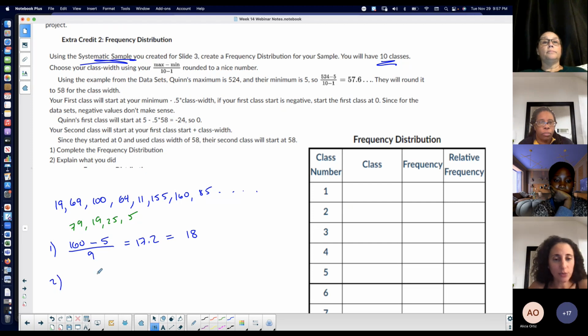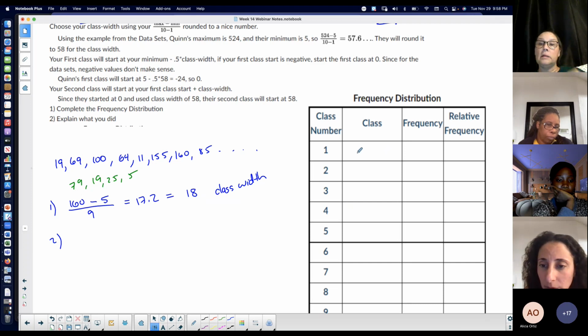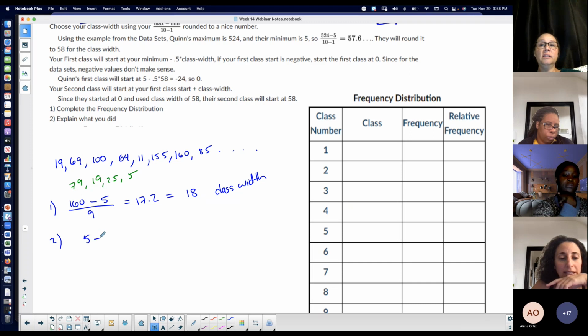Your first class will start at your minimum. So where is the first class starting? I found my class width. My class width is 18. So each class should have 18 values within it, right? From lower to upper limit. To find where I start, my first class will start at my minimum, which was 5, minus half of my class width.